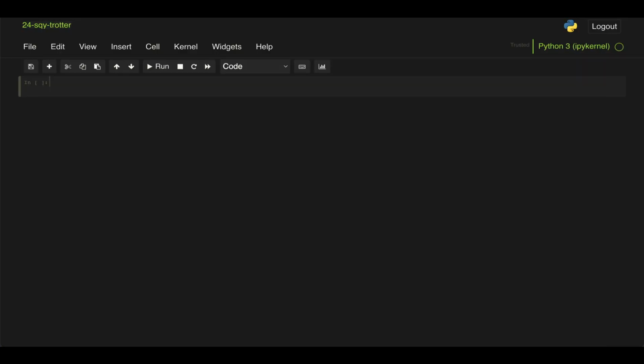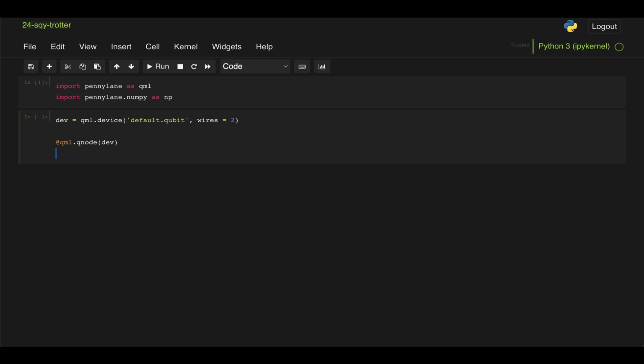We're going to import PennyLane and NumPy. Then we define our device for 2 qubits because we have Hamiltonians with 2 terms. Now we define our QNode, which we're going to call Trotterize. That's going to take as input alpha, beta, the time, and the depth. And this depth is basically that term n we've been discussing, the number of repetitions of the multiplication of those exponentials.